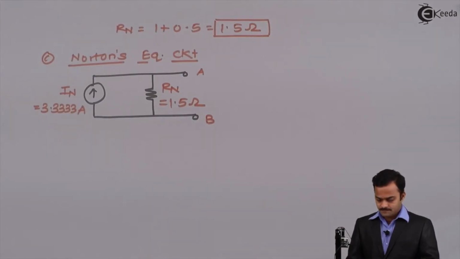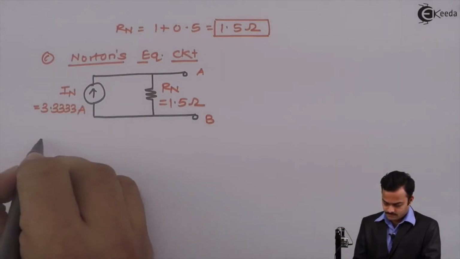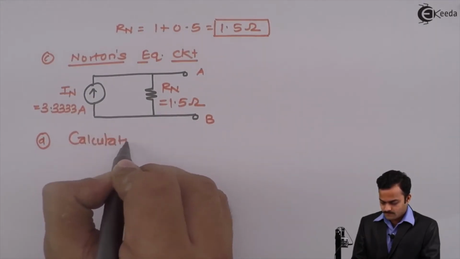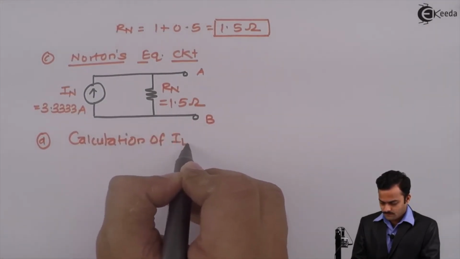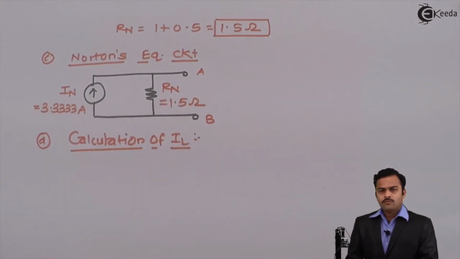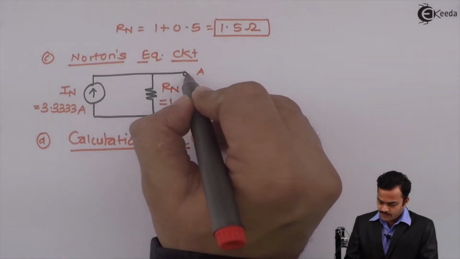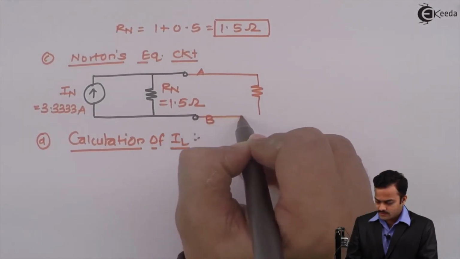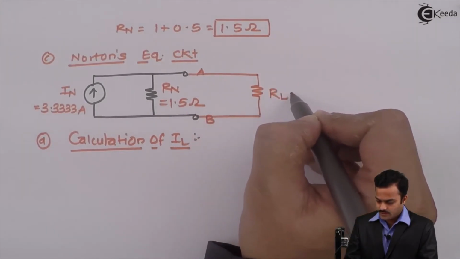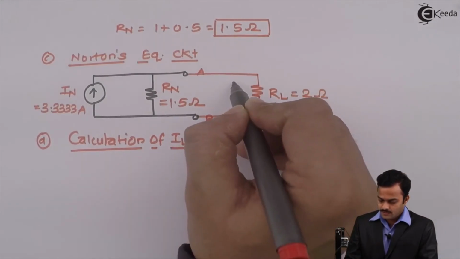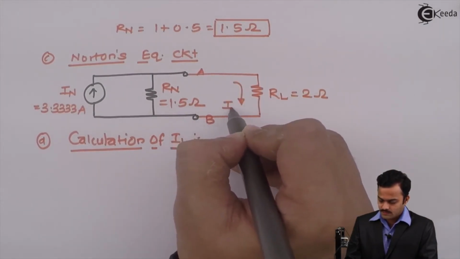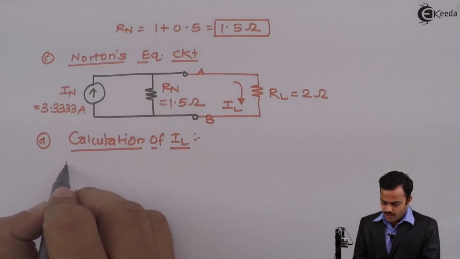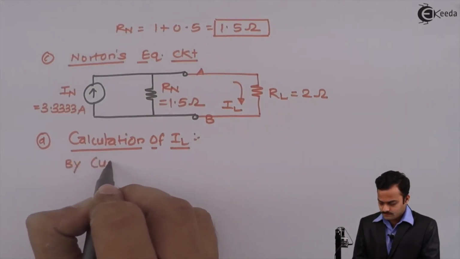Now the last step is calculation of IL. For this, we need to reconnect whatever load resistance is given. So the load resistance given over here is 2 ohm, and through that resistance we have to find out IL. So we have to use the current divider rule.